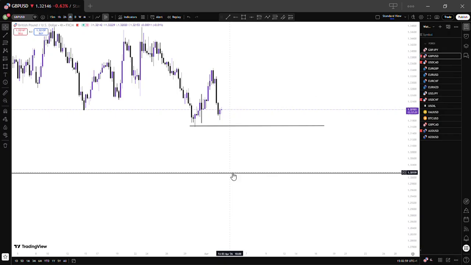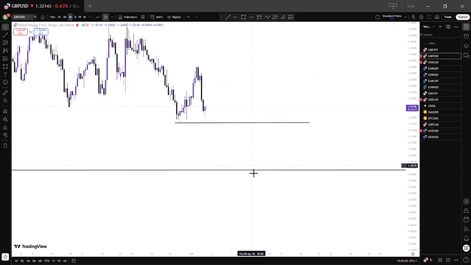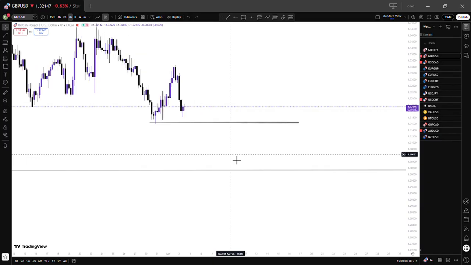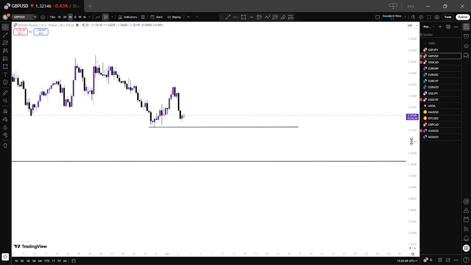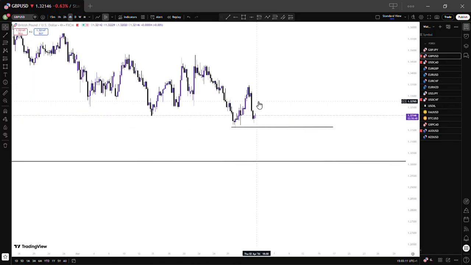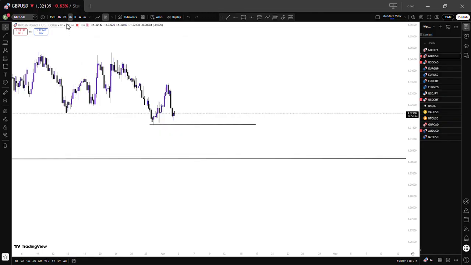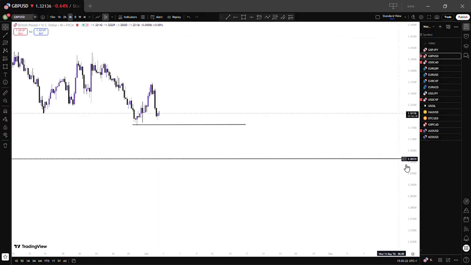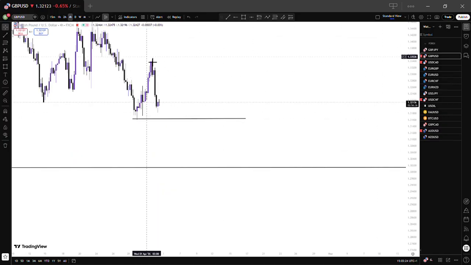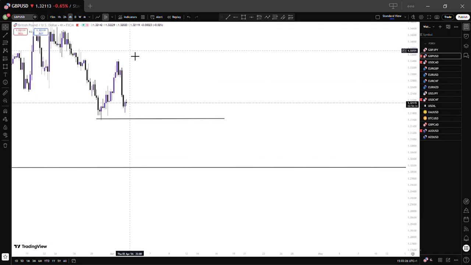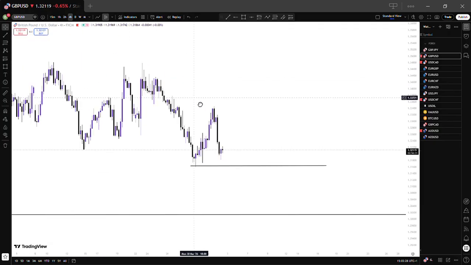So this will be the level we'll be watching out for, any form of rejection or retracement or whatever it is. So at this point we'll be vigilant, but right now we're on a downtrend on the 4 hour. So if we are going to do anything on the charts, this will be where we'll start looking forward to taking entries.